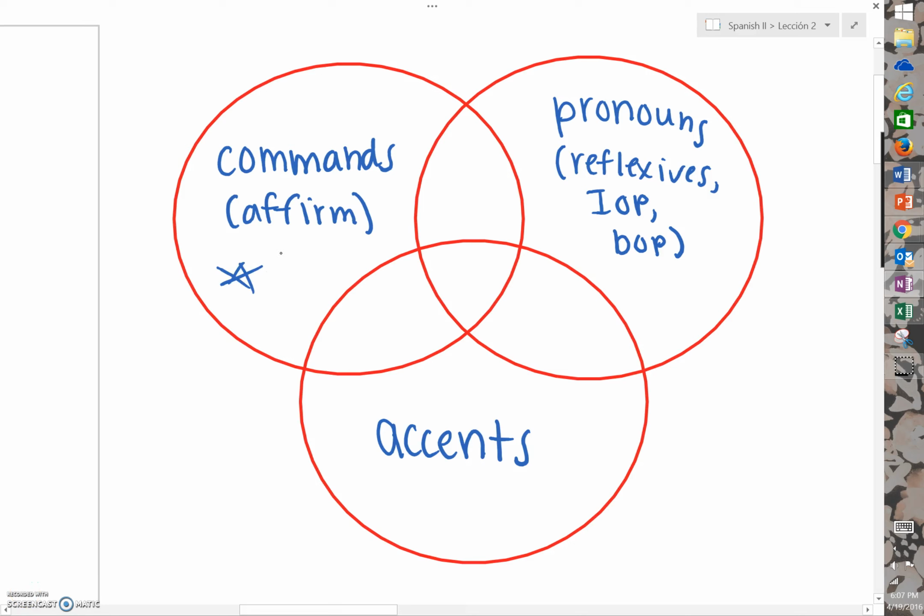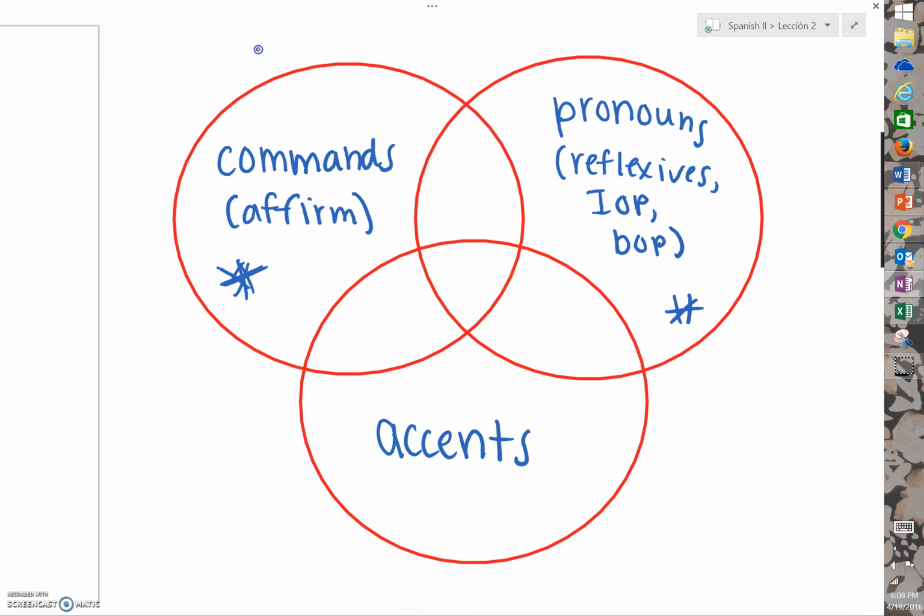However, there's a couple other things we need to talk about in regards to commands. So over the next couple days, we're going to have our feet in like 3 different camps. We'll be talking about commands. We'll be talking about the different types of pronouns in Spanish, like reflexives, indirect object pronouns, and direct object pronouns.